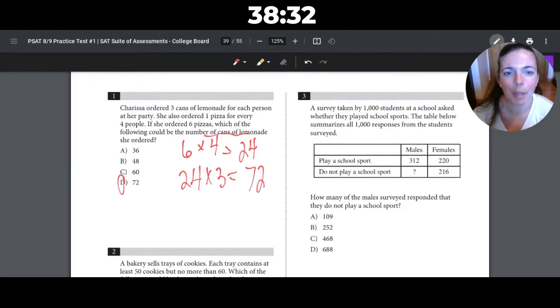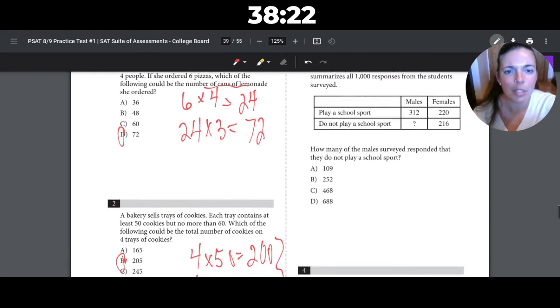Okay, number 3. A survey taken by 1,000 students at a school asked whether they played school sports. The table below summarizes all 1,000 responses from the students surveyed. All right, so this shows a table of males and females that played school sports or did not play a school sport. How many of the males surveyed responded that they do not play a school sport?